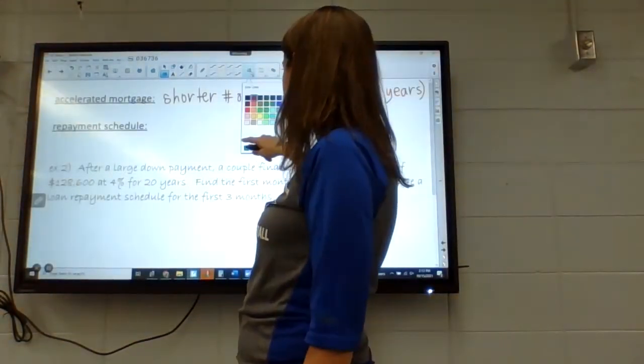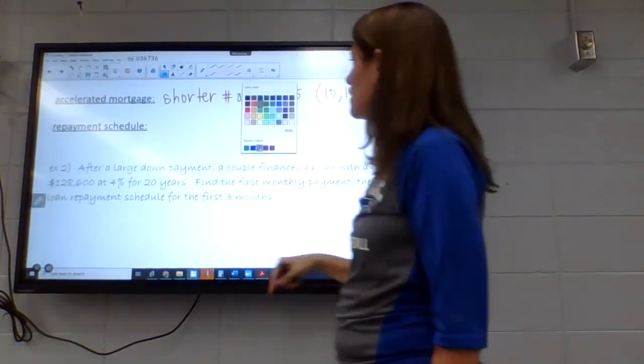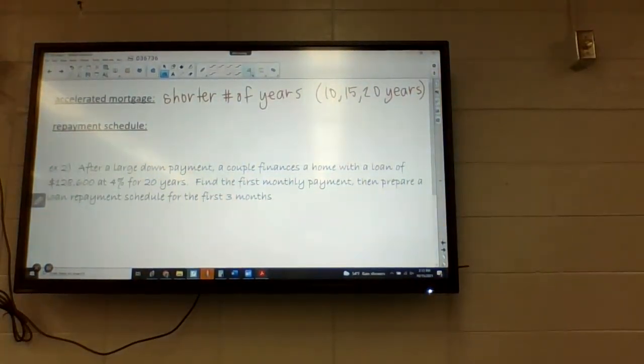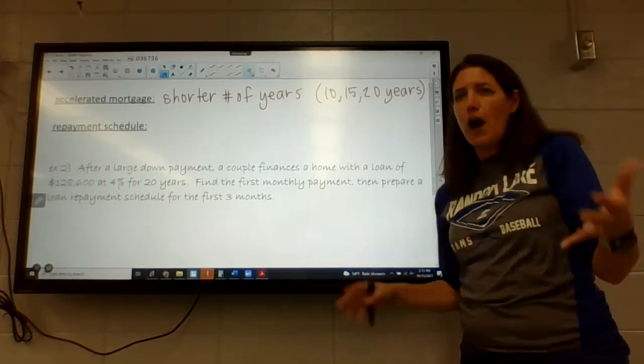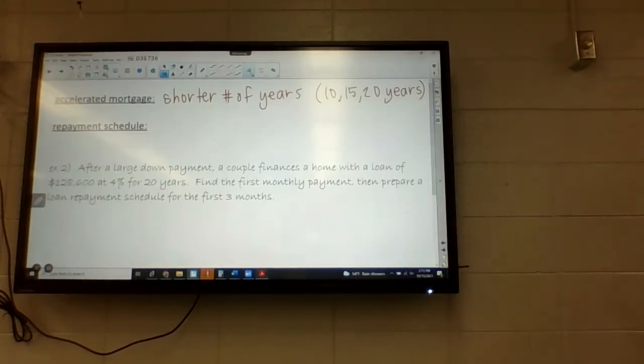Kind of like we did with the car loans, we can have a repayment schedule. So we set up how much we're paying each month, how much is going to the bank, and how much is going to the equity on our house. Similar to before, we're going to use that interest formula again.